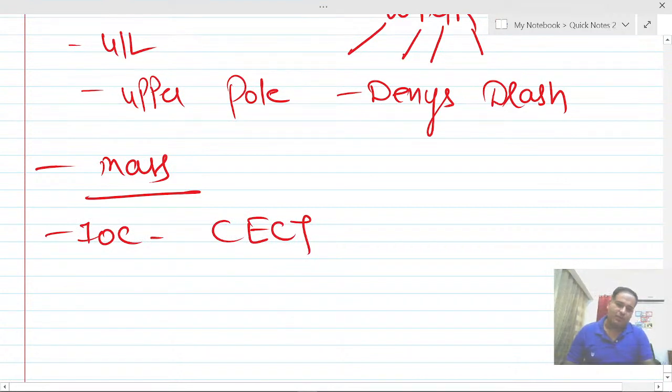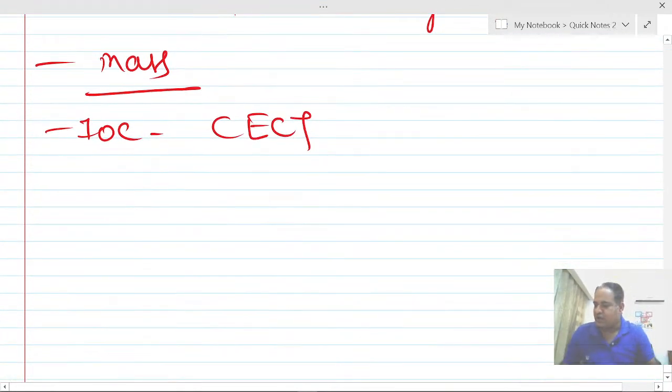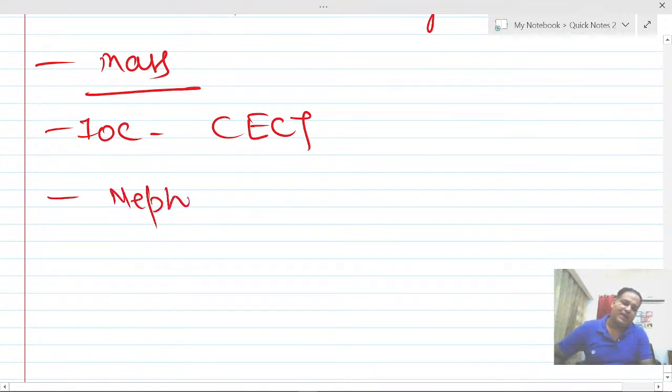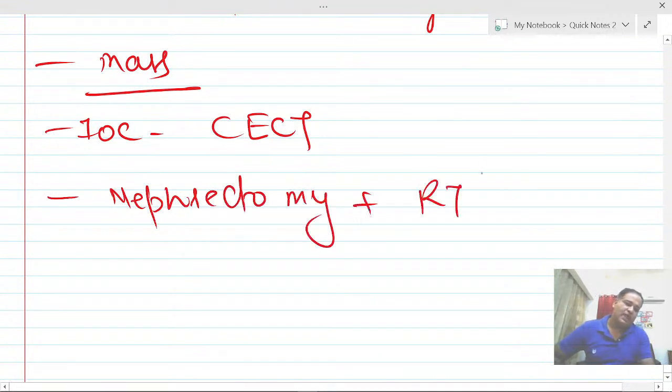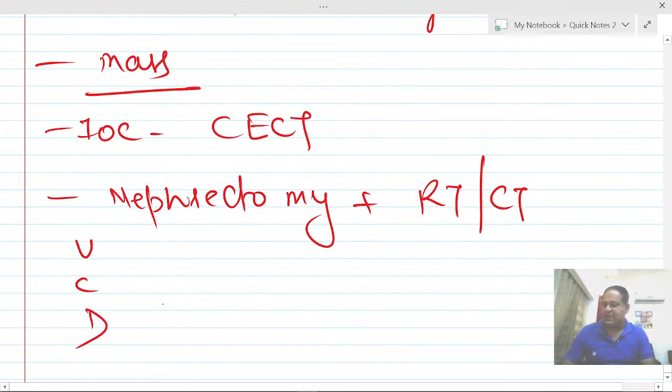Investigation of choice is contrast CT. So apart from the treatment, that is nephrectomy, you can do radiotherapy, you can do chemotherapy. Fine. So for chemotherapy, you know what the mnemonic is? VCD is the mnemonic. Vincristine, cyclophosphamide, and doxorubicin.